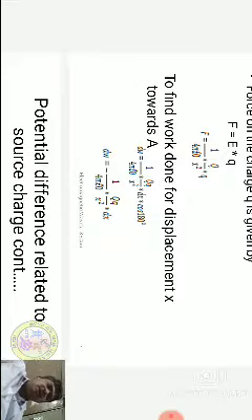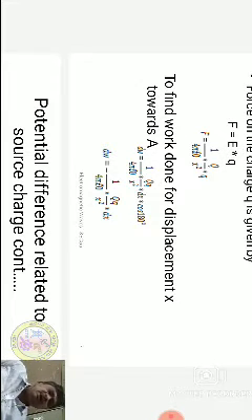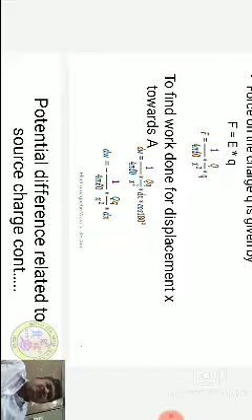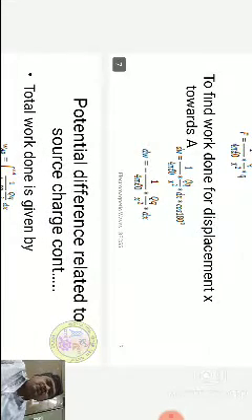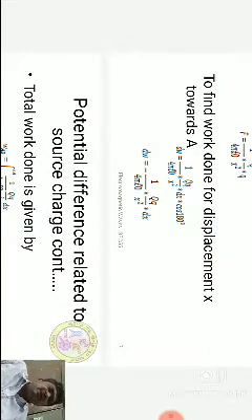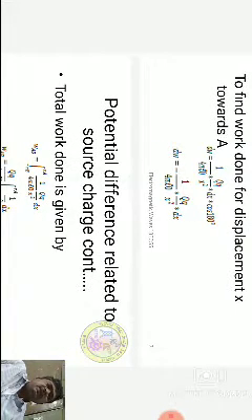What is dx? A small distance, a small work done, a small distance moved by the test charge towards O. That small distance is dx, and the angle between these two is 180 degrees. That is why it is cos 180 degrees. Since cos 180 degrees is -1, when I substitute this, I will get -1 upon 4 pi epsilon naught into q into q upon x square into dx. So this is the work done expression.